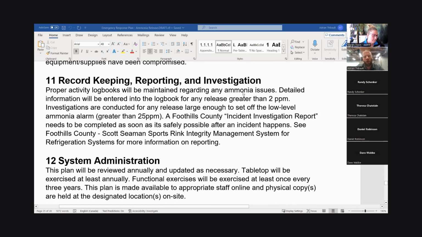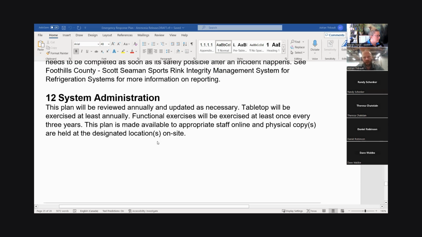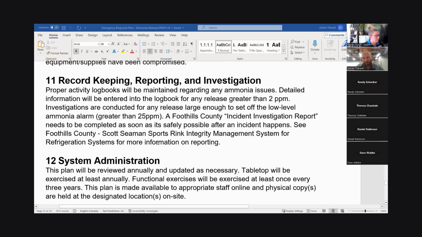Record keeping, reporting, investigation. For every ammonia release up to a certain level, like I like to think around 2 parts per million, we said greater than 25 parts per million needs an investigation report done by the staff. And then also telling ABSA. ABSA needs to know whenever unsafe conditions or releases or anything have happened at your plant.